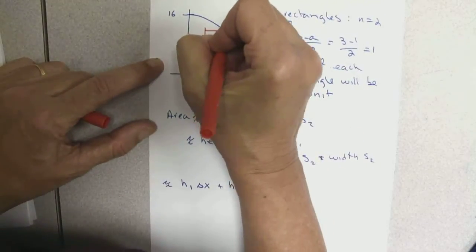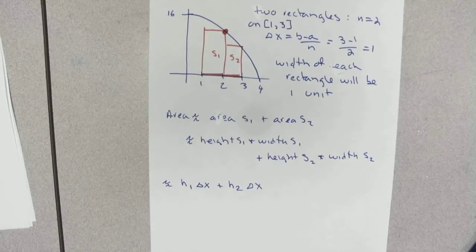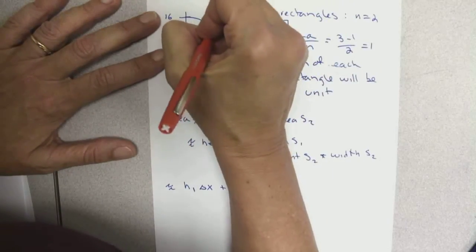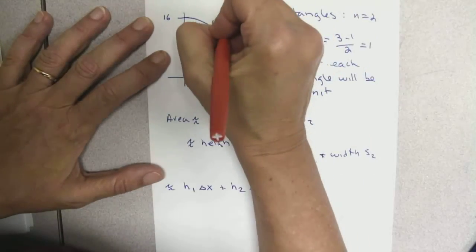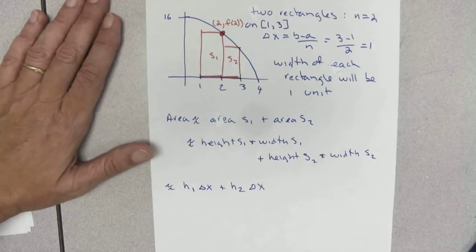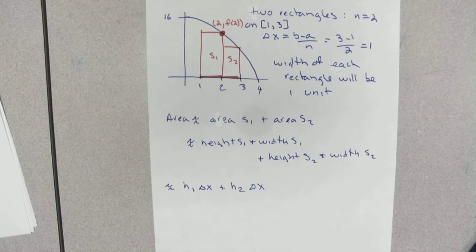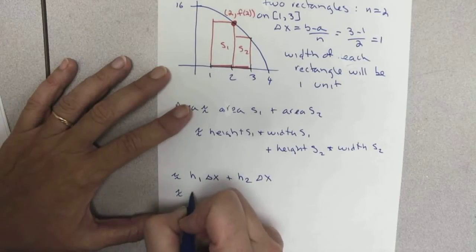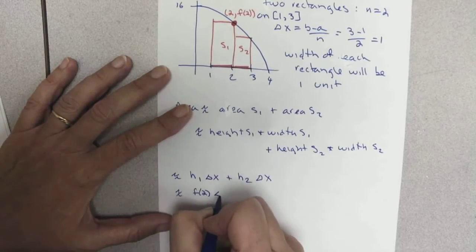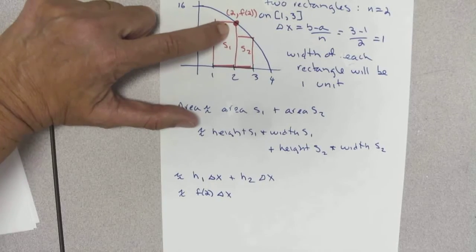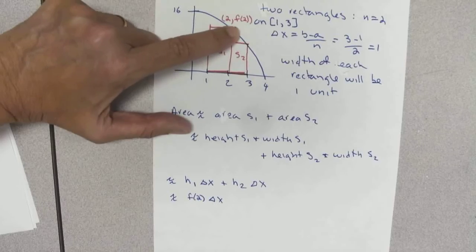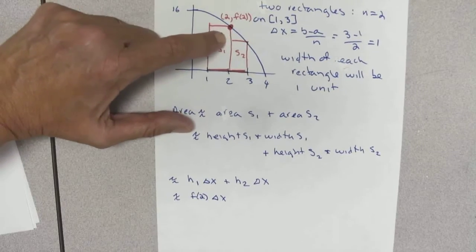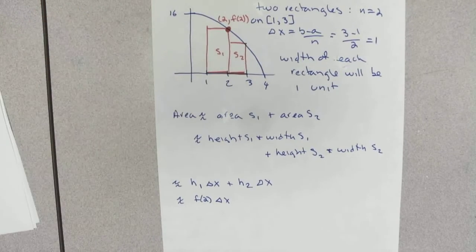Now the heights. Right there, there's my height of S1. And that point right there is 2. My x-coordinate is 2. And then how do we always get y-coordinates? F of 2. And it's the y-coordinate that is going to give me the height. And so this will be f of 2 delta x. I want that vertical distance right there. Well, vertical distance is measured by that y-coordinate, so my height is f of 2.